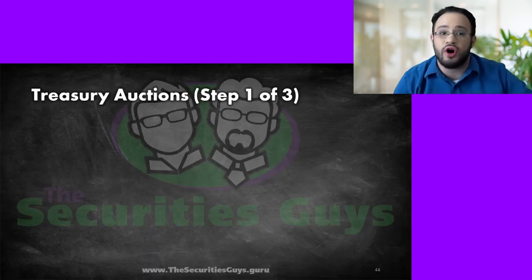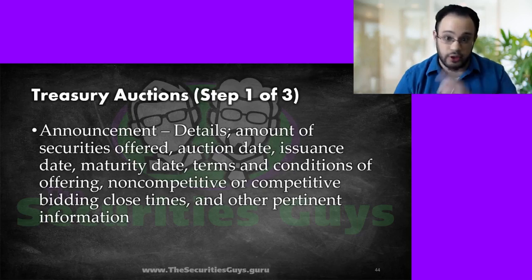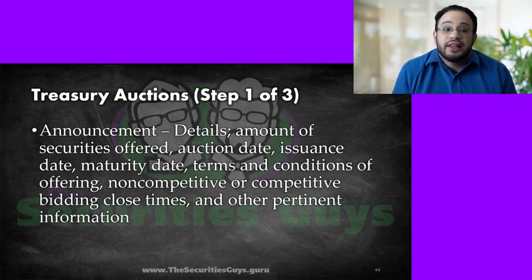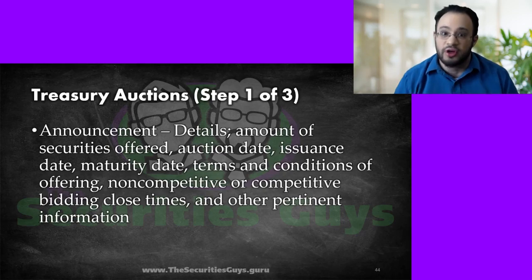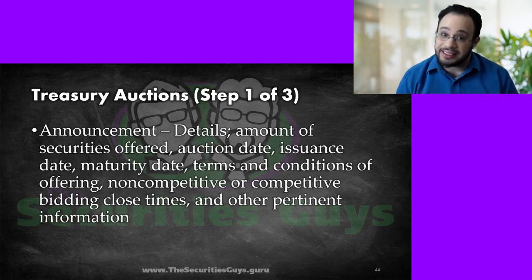But first we need to talk about Treasury auctions. There are 3 steps in a Treasury auction. The first step is the announcement. That is just what it says, the details. The amount of the securities that are going to be offered. What is the date? What is the issuance date? The date both of the auction and when the securities are going to be issued. When is the maturity date of those securities? What are the terms and conditions of the offering? Is it non-competitive or competitive? Is it a combination? When are the close times? And any other pertinent information.